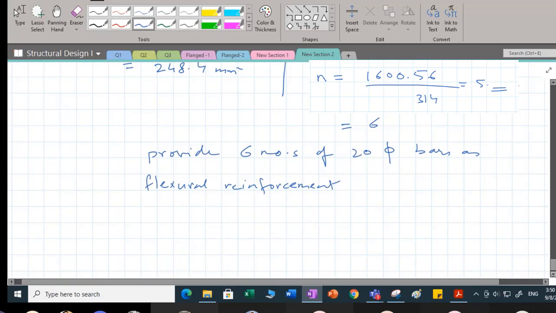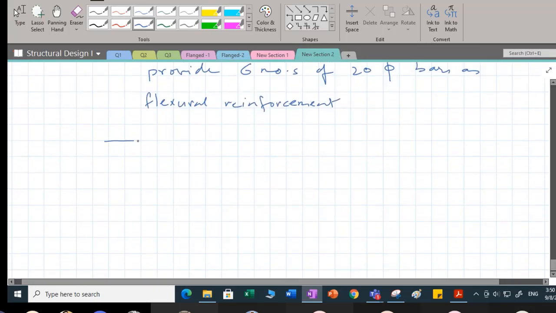But now the thing is how you are going to arrange it. So I need to give the schematic sketch. I need to make sure whether I would be able to provide 6 number of bars in one layer. You will not be able to provide 6 number of bars in one layer. So you have to provide 3 number of bars in 2 layers. Please note, if you provide 6 number of bars in one layer, the horizontal spacing between these bars is going to be very less, and minimum you know how much it is.